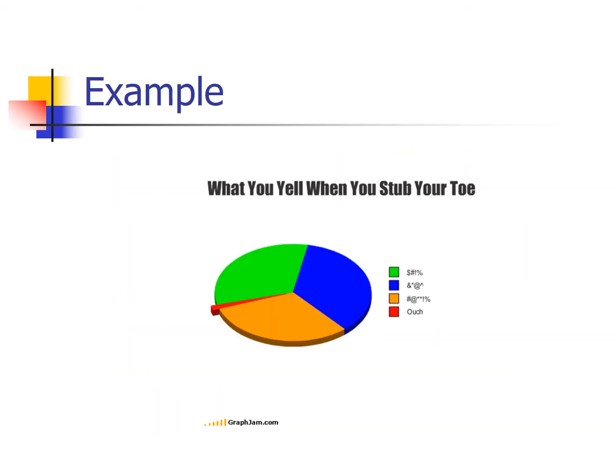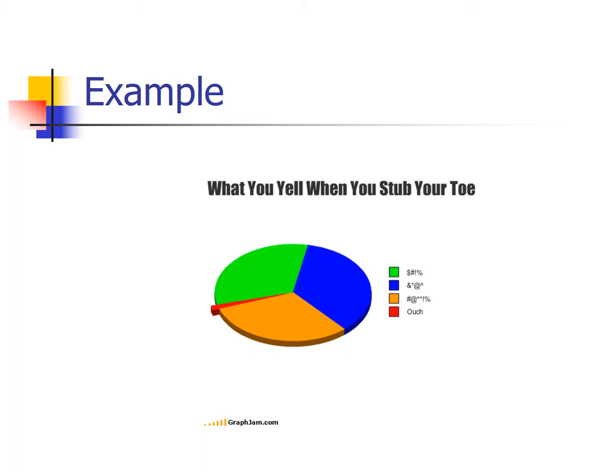So, I pulled some examples off the internet, some ones that made me somewhat chuckle. Here's a pie chart. The different categories are 4 different things that you might say when you stub your toe. You might go, dollar sign, pound sign, exclamation point, percent sign. It's one thing that you might say. You might say, and sign, asterisk, and sign, caret. That yellow one, I don't even want to say that word. It makes me uncomfortable. Or we might say, ouch.